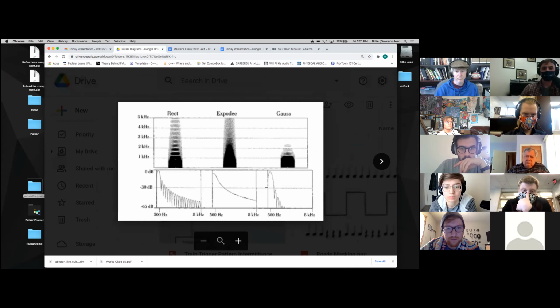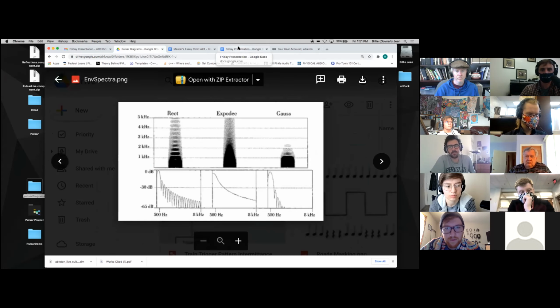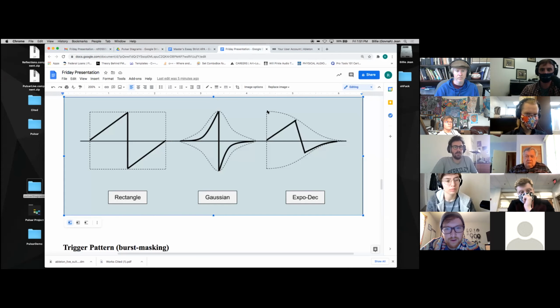The Expo-Deck, Exponential Decay, I have to switch between. I need a better picture. Here we go. Exponential Decay, curving down like this, has that really sharp 90-degree angle of the rectangle, but curves down and modifies, does a little bit of wave shaping.